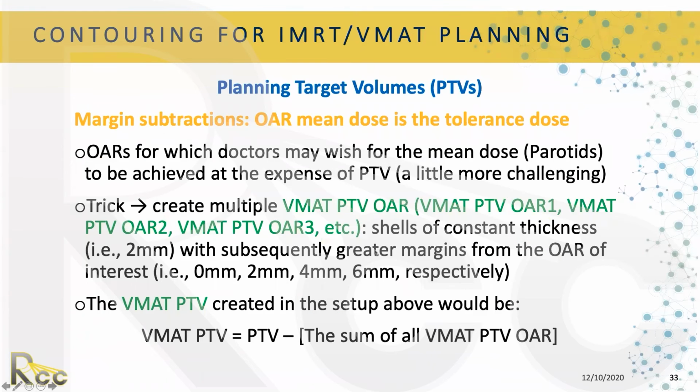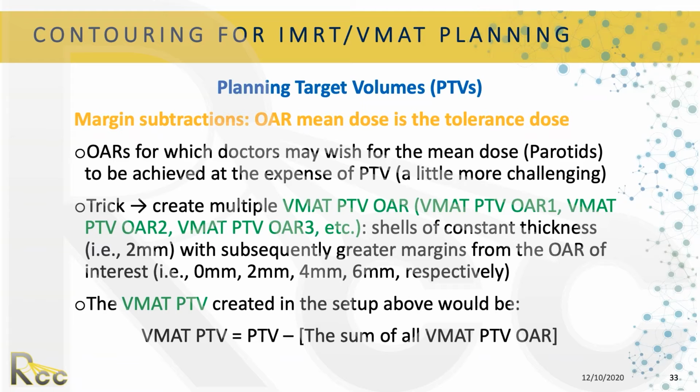There are other structures that we also create to help the PTV coverage, which are margins. We call them margin subtractions, and they are for ORs where the mean dose is the tolerance dose, like in the example that I told you for head and neck, like the cochlea or the parotids. Again, for this, it's a little more involved, and in that document you have it very, very well detailed how to create them, and I didn't want to take too much time here.